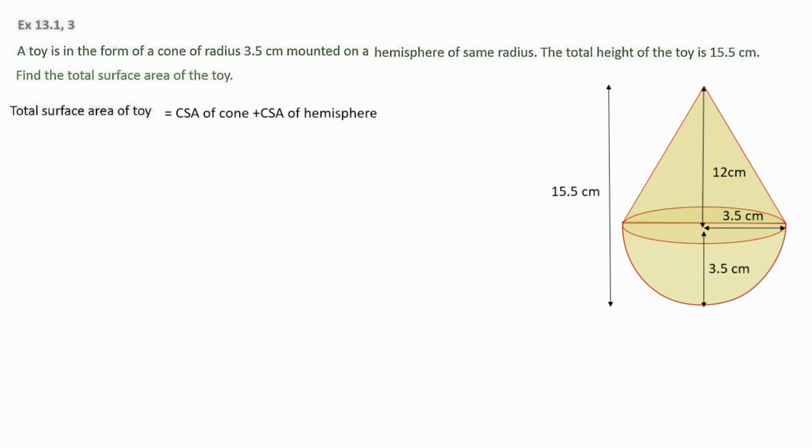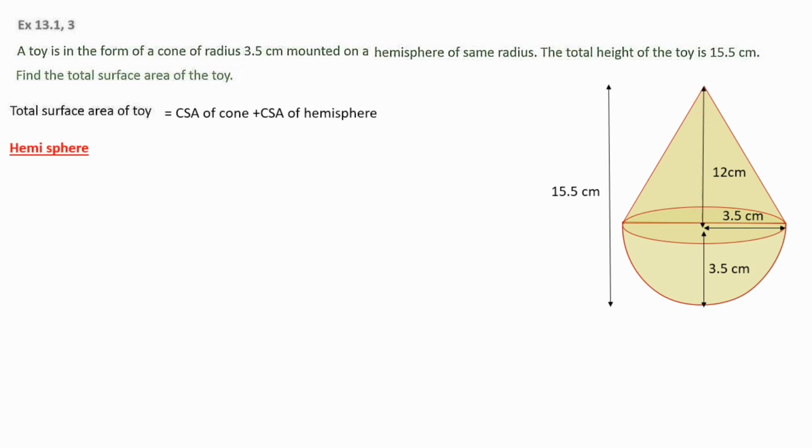So here total length is given to us, 15.5 centimeter. If this is 15.5 centimeter, means here the radius of the hemisphere is 3.5. So the height of the cone we can easily calculate, similar to the previous question. From 15.5 we have to subtract 3.5. So from 15.5, 3.5 going means the balance is 12. So 12 centimeter is the height of the cone.